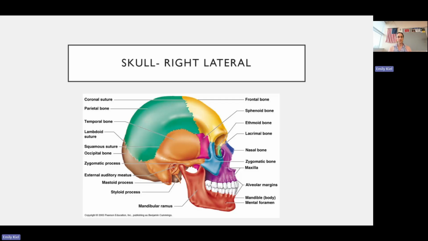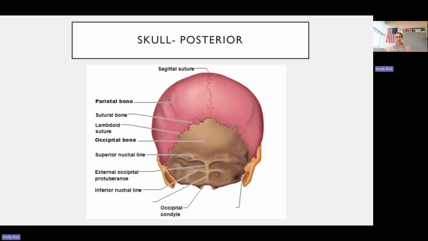So be aware of those different sutures so you can identify them. Here we are at a posterior view, one more suture to add, the sagittal suture between the two parietal bones. We've got these little sutural bones. That just means they're small pieces that appear at the sutures. They can vary from individual to individual.